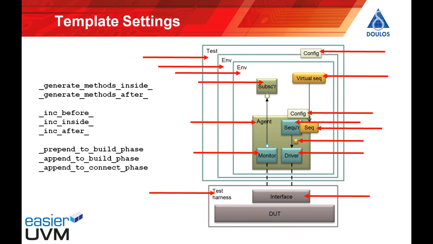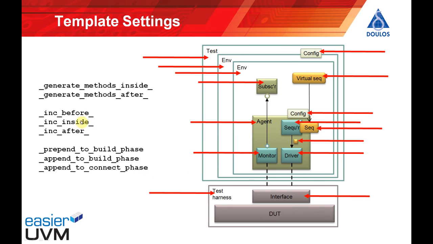The code generator supports a large number of settings for suppressing automatically generated code. Those are settings with names such as generate methods inside or generate methods after. All of these settings will be set to yes by default, but you can set them to no in the template files in order to suppress the automatic generation of the code. And then there's a range of settings for inserting your own code into the automatically generated code. This isn't a comprehensive list of settings by any means, these are just commoner examples.